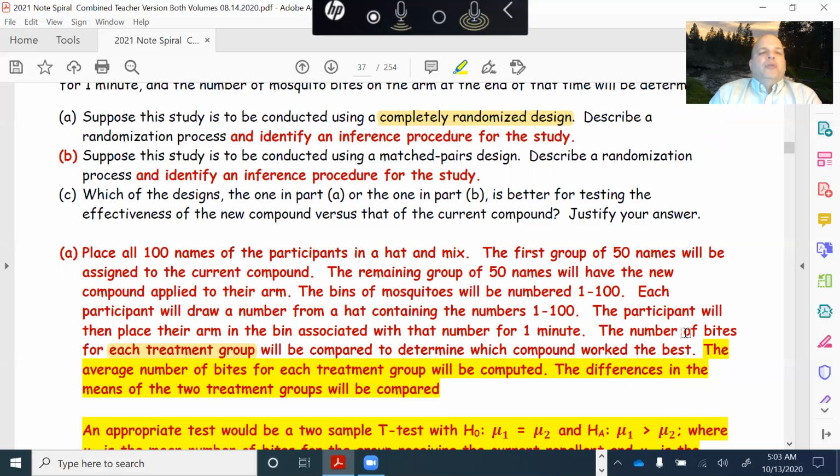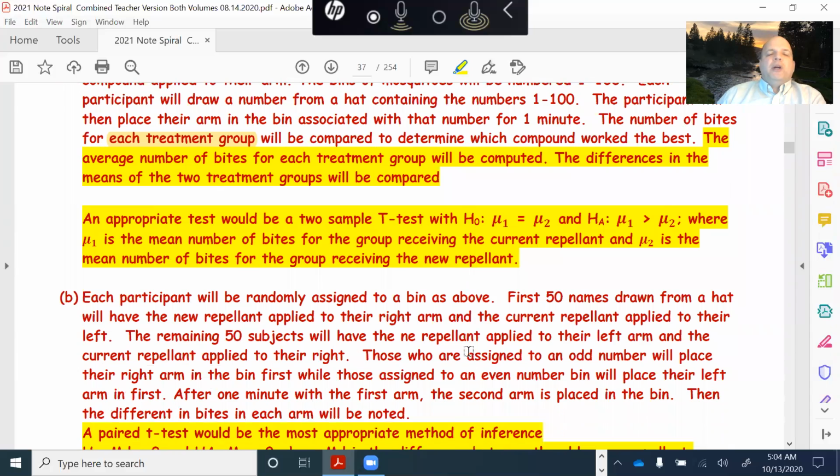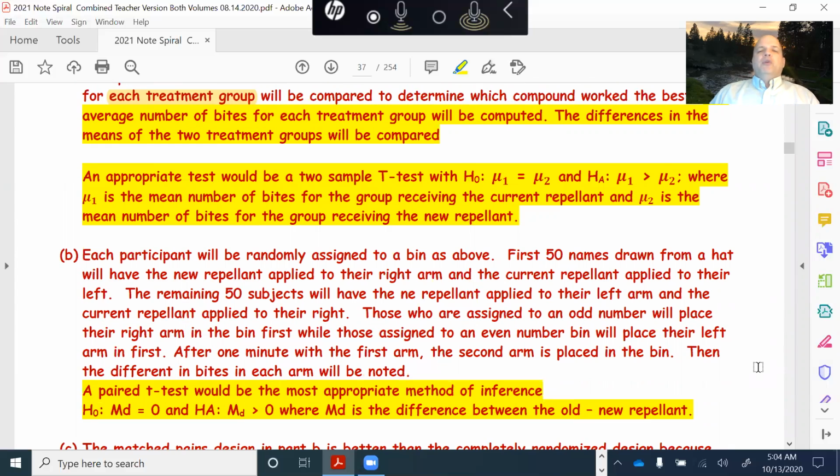The next one, suppose this study is to be conducted using a matched pair design. Describe a randomization process. So we need to talk about how we'd carry out a matched pair design. Remember, in a matched pair design, a person is tested twice. And you test twice to control for the differences between the individuals. So each participant will be randomly assigned to a bin as above. Since I've already talked about it above, I don't need to go through the 100 strips of paper.